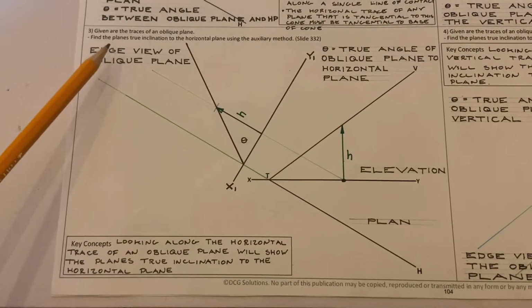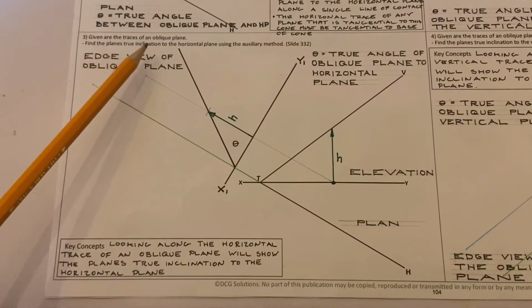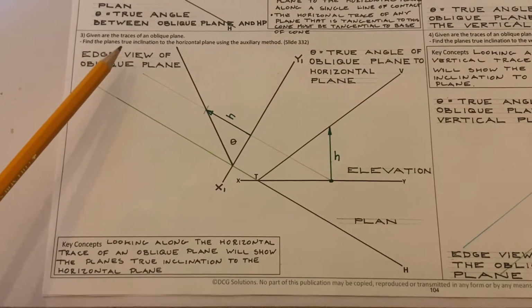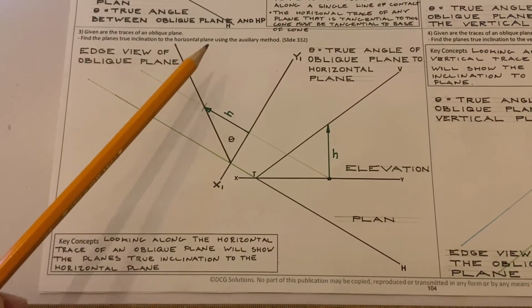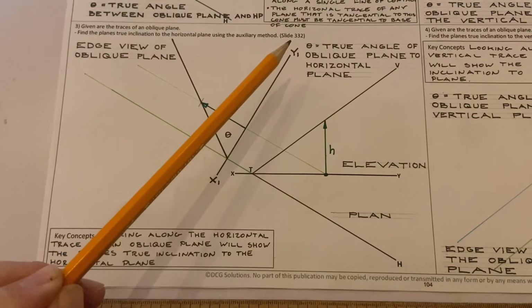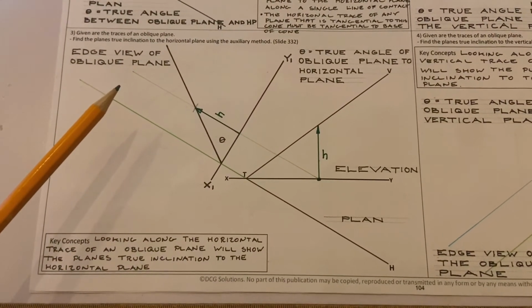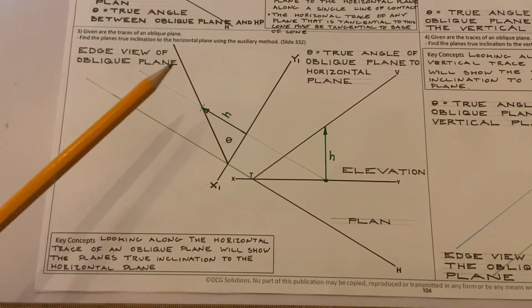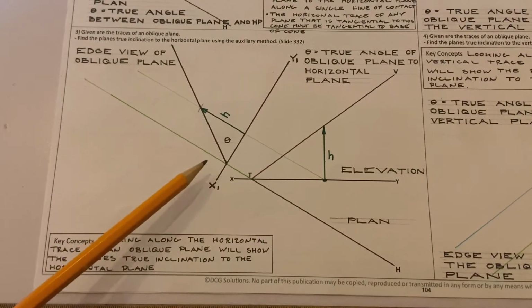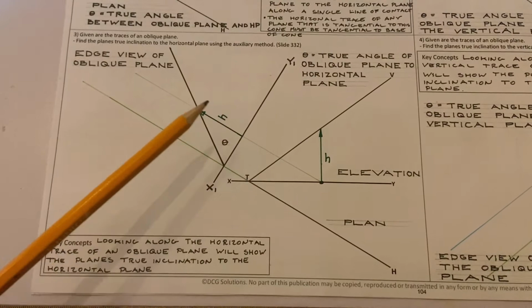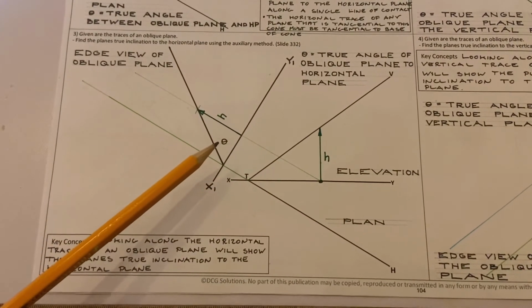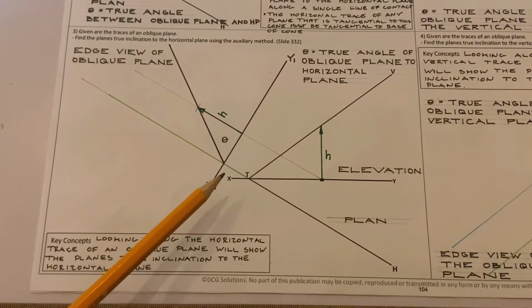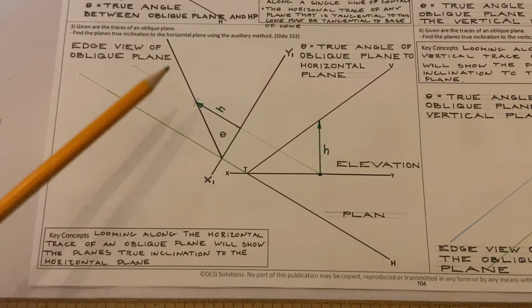Question 3. Given are the traces of an oblique plane, find the plane's true inclination to the horizontal plane using the auxiliary method. Now, we have already done this when we were looking at solids cut by an oblique plane and you want to get an edge view of the plane. That edge view is going to give you the true angle between the horizontal plane and the oblique plane here.